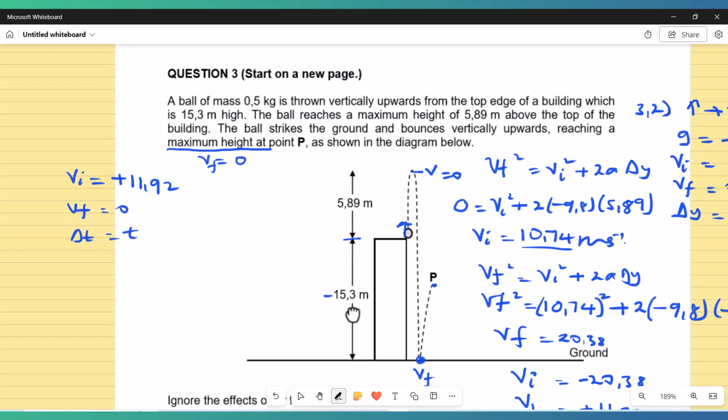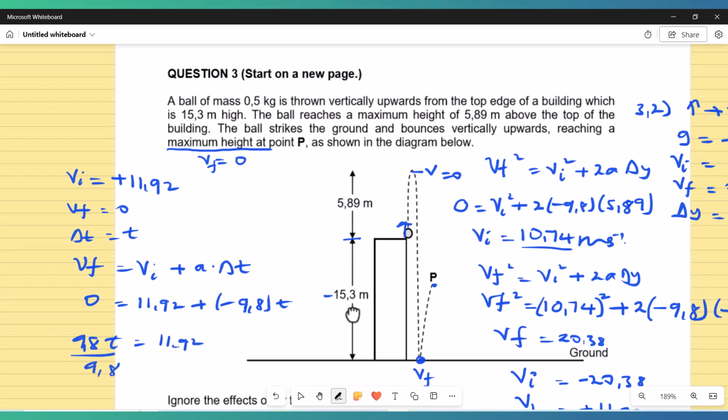I'm gonna say that V final equals V initial plus a times change in time. V final is 0. V initial was 11,92, which is pointing upward, positive. Then a is negative 9,8, because we chose up as positive. So now for that side, matter, I have 9,8 t. Our time equals 11,92 divided by 9,8, guys. What do you get? Calculator.